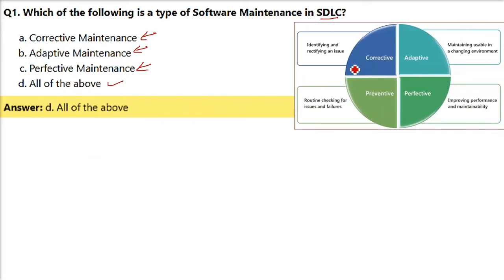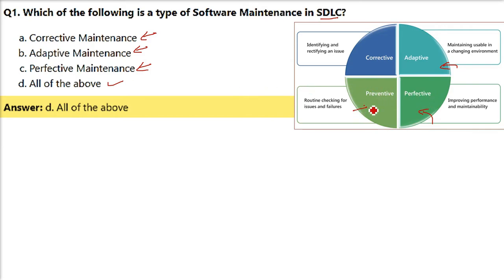So corrective maintenance is all about bug fixing, identifying and rectifying an issue. Then we have the adaptive, that is changing environment, so maintaining the usability of the software in a changing environment, adapting to the environment. Perfective is improving the performance and the maintainability of the software product or system. Enhancement, actually, sometimes we enhance the feature also.